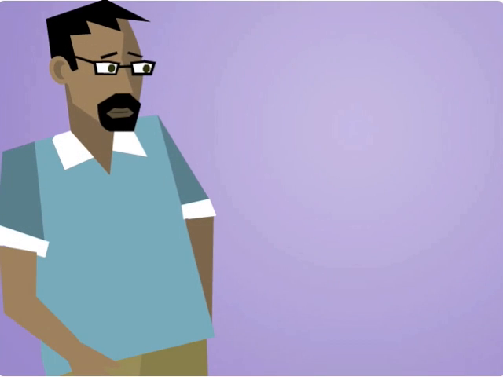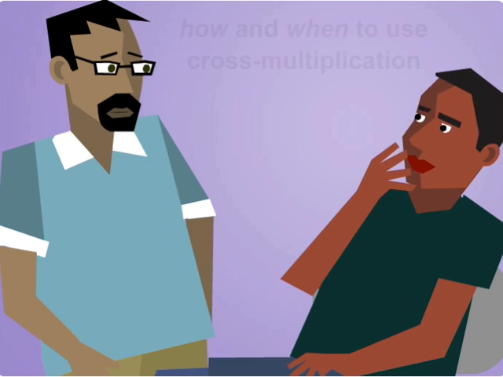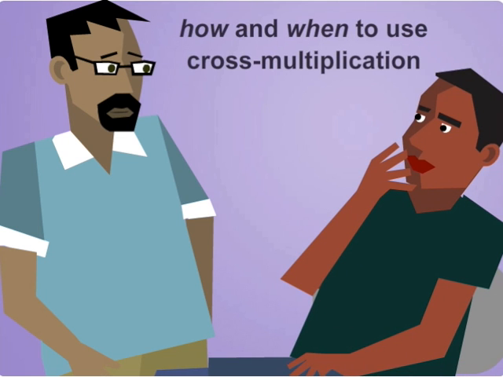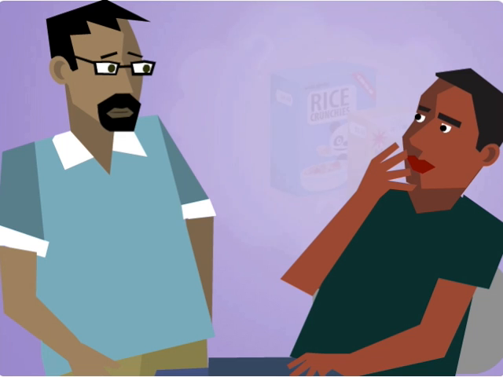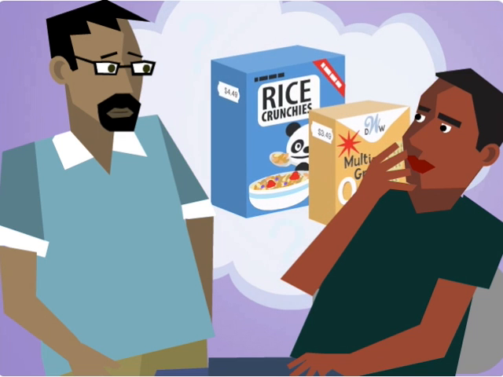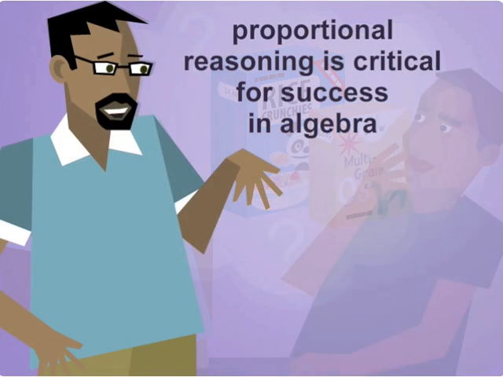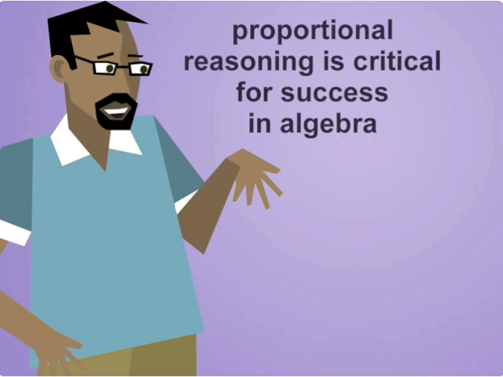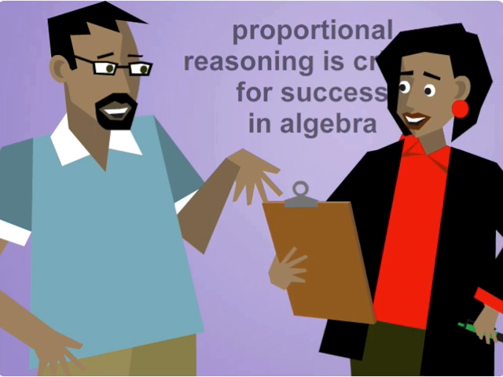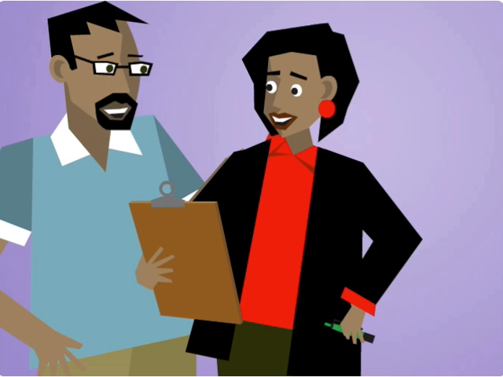Over time, however, Mr. Palm notices that his students are not developing a solid understanding of how and when to use cross-multiplication to solve problems. Even his most diligent students are often puzzled when confronted with real-world problems that involve proportions. Proportional reasoning is critical for success in algebra, so Mr. Palm asks the district math coach to help him restructure the unit.